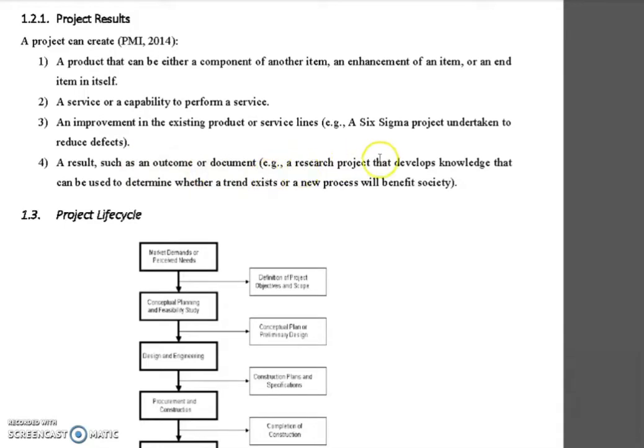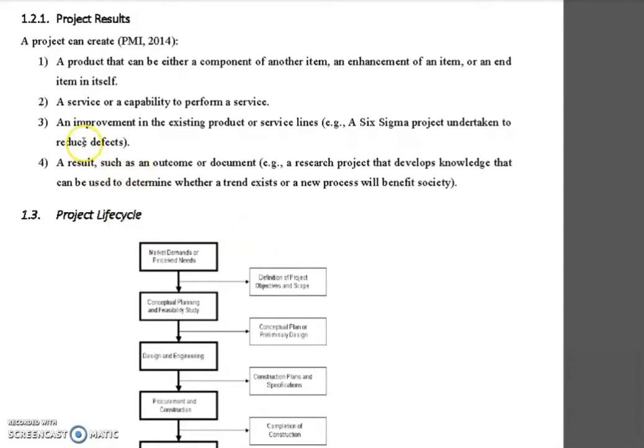A research project that develops knowledge that can be used to determine whether the trends exist or a new process will benefit society or something like that. This is an example. The projects that you did in the last year are projects also. It is temporary. It has a start and an end, and also it is unique. Each one has to make his own project. It differs from student to student, and even the people who are doing these projects are different, because different students, unless you are copying and pasting from others, this is another issue. Okay, so this is what we mean by the project results.